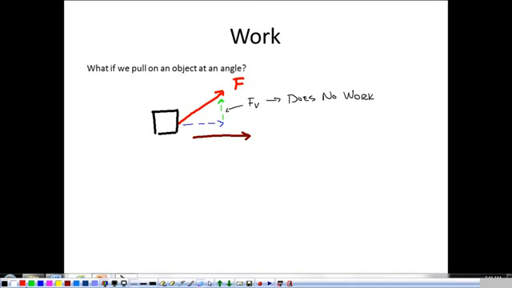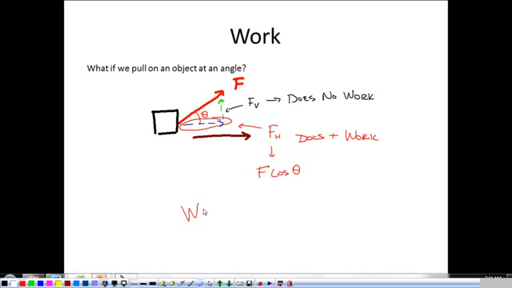Now, the other one, this horizontal bit of force, you bet that does work. That's doing positive work. So our horizontal force does positive work. Now, I'm sure that you don't want to remember this, but if this is an angle of theta, then that horizontal force is my big force times the cosine of that angle.